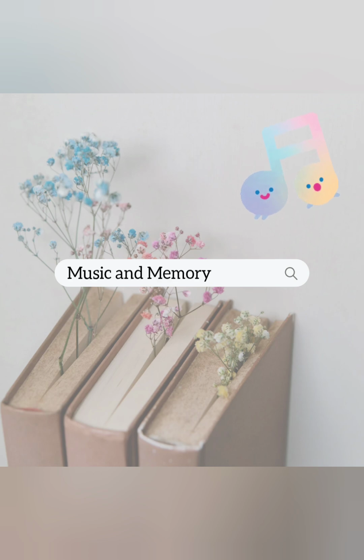Next is music and memory, the connection between music and memory in literary narratives. Then music and politics, the political dimension of music in literature. Music and mythology, the use of music in mythological contexts within literature. Then soundscapes, that is the literary representation of auditory environments.